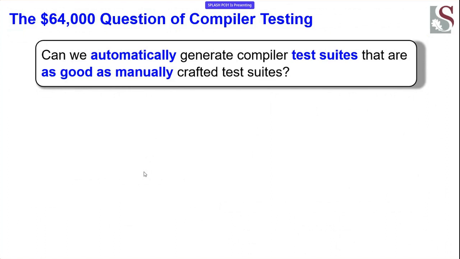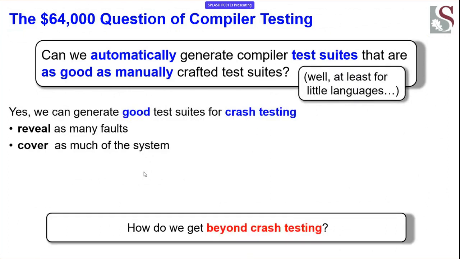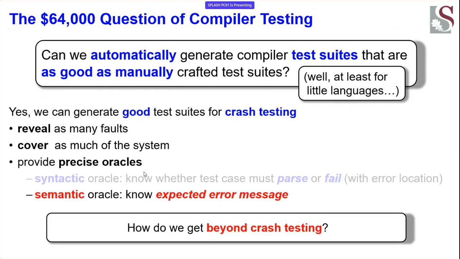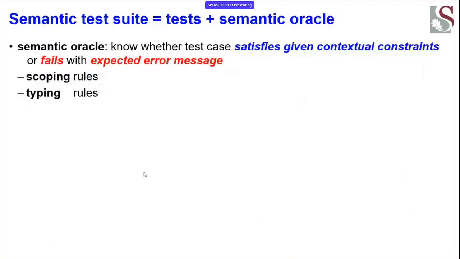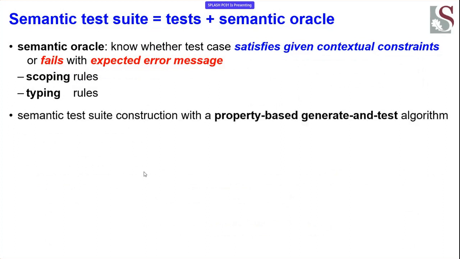Let's quickly touch upon, can we do this also for semantic tests? Can we go beyond crash testing? So can we generate tests that break the semantic rules of the language? We'll focus on scoping and typing rules, basically on a symbol table.